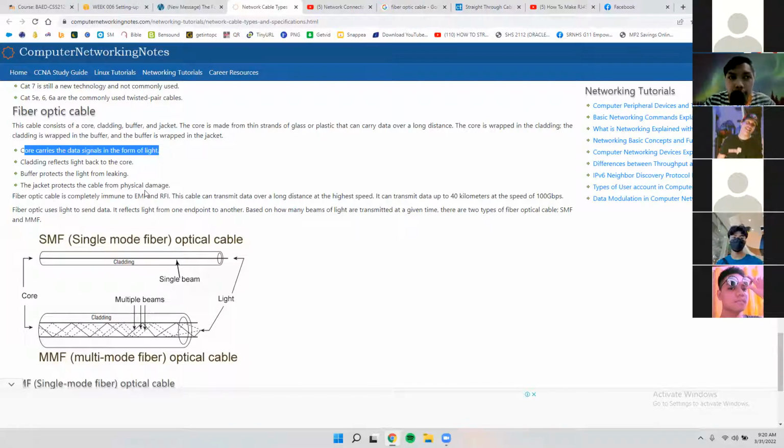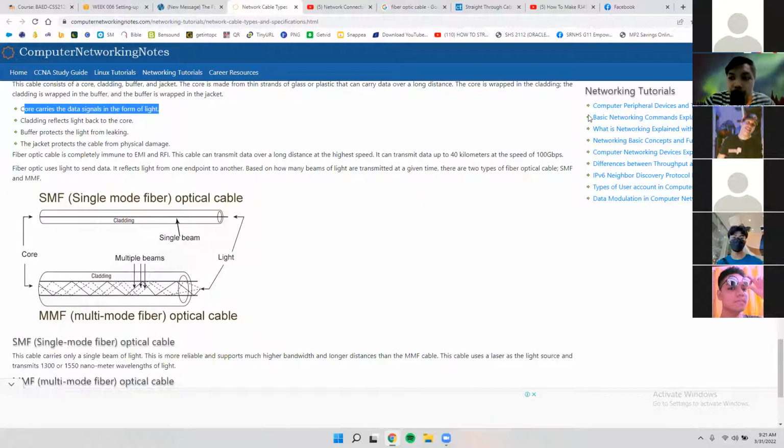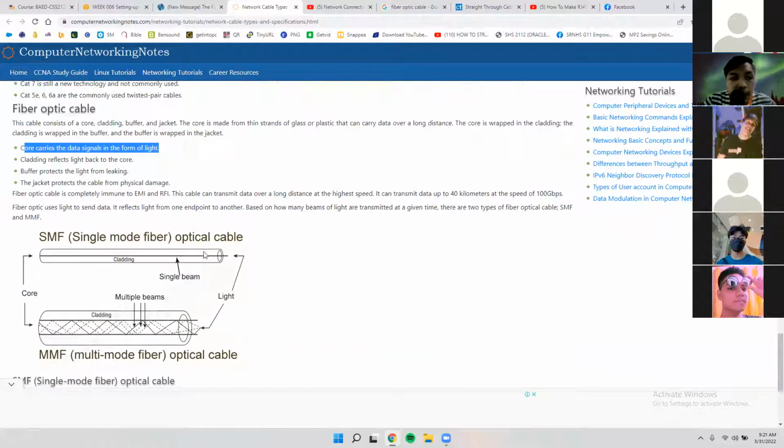Unlike kasi yung mga UTP, STP, coaxial, gumagamit ng conductors. So when it comes to speed, mas mabilis si fiber optic. Okay? Cladding reflects light back to the core. Okay? Nagba-bounce back. Buffer protects from light leaking. Okay? And jacket protects from physical damage. Yun na yun sa panlabas, which is usually plastic din naman ginagamit dyan or rubber. Okay, so fiber optic cable is completely immune to electromagnetic interference. This cable can transmit data over a distance with the highest speed.